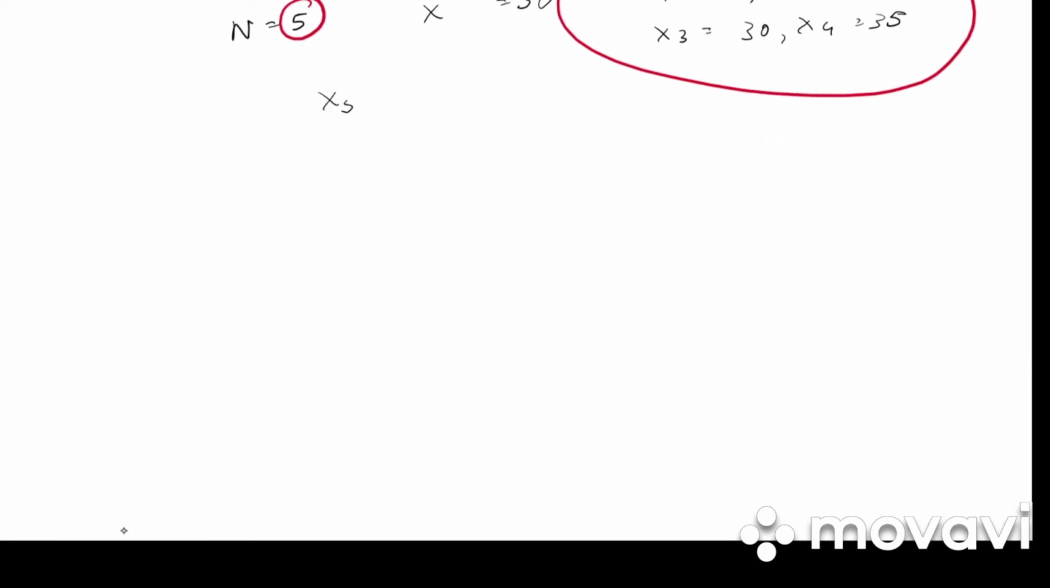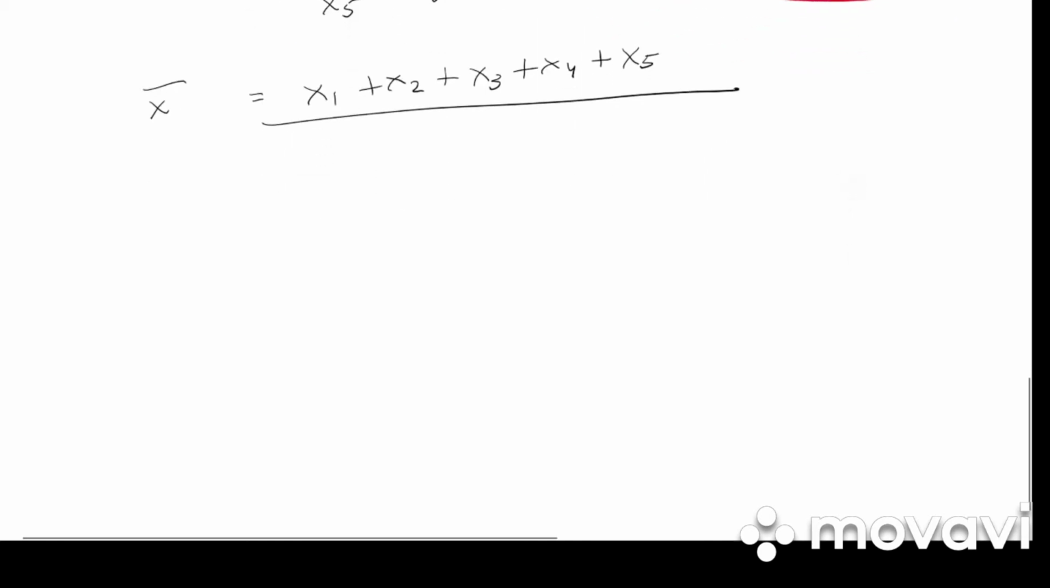So what will be? x5 we need to find out. So what is the formula? X bar is equal to x1 plus x2 plus x3 plus x4. Do we need to write till n? No. Here we know how many values we have. So it will be only till x5 divided by n.